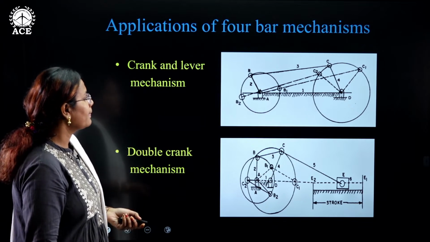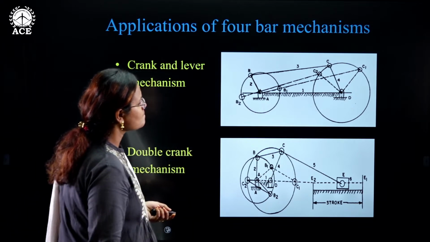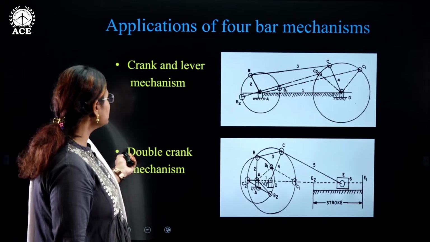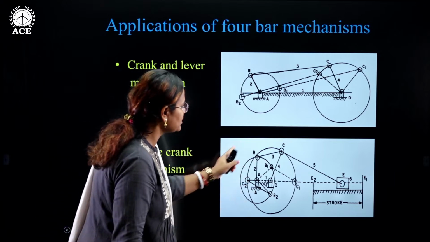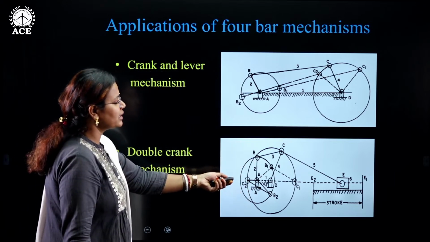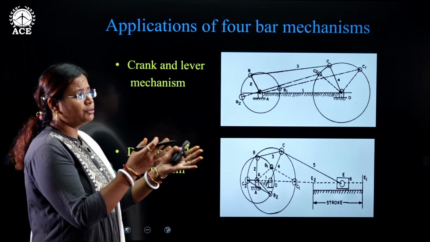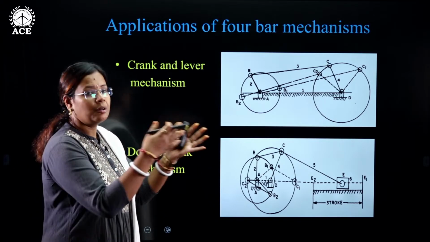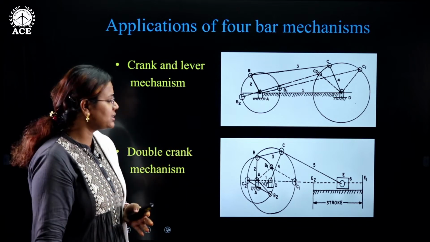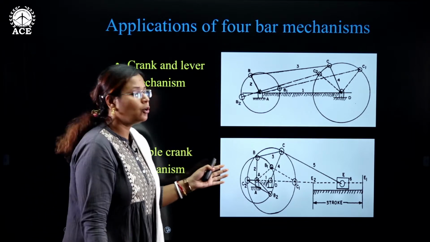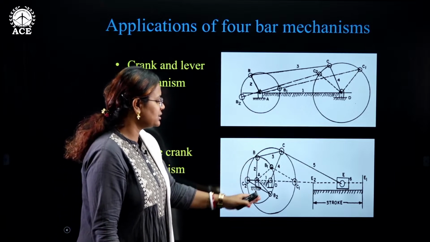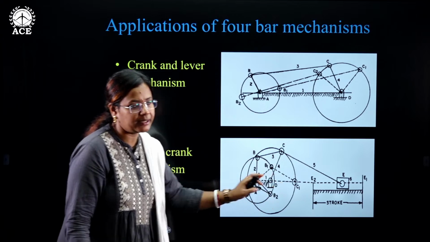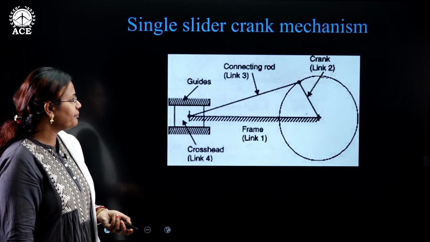Here, you can see, this is a double crank mechanism. You can see two cranks are there. This is used in automobiles. The locomotives are there. The wheels of the locomotives, you can see, both are rotating like this. You must be seeing that in trains also, locomotives. In that also, you can see the wheels arrangement. That is the basic application of this double crank mechanism.